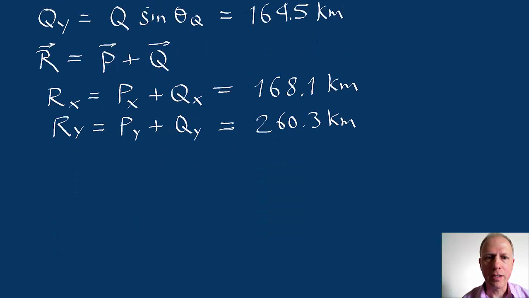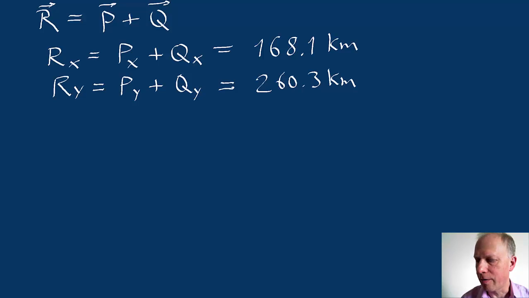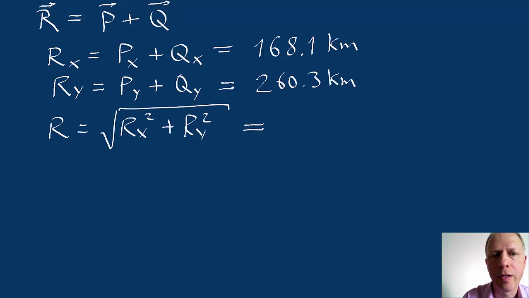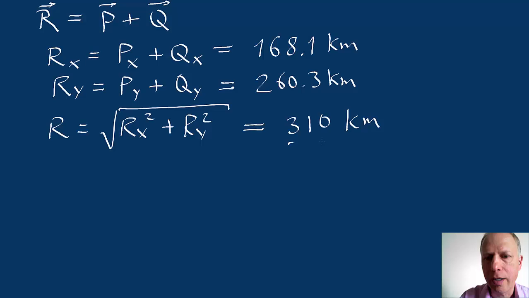We need to find the magnitude and direction of R. The magnitude is equal to the square root of Rx squared plus Ry squared, because R is a vector in the xy plane. And I find 310 kilometers. This is the first answer to the original question, and I'm rounding the answer to 3 sig figs because my inputs have 3 sig figs.